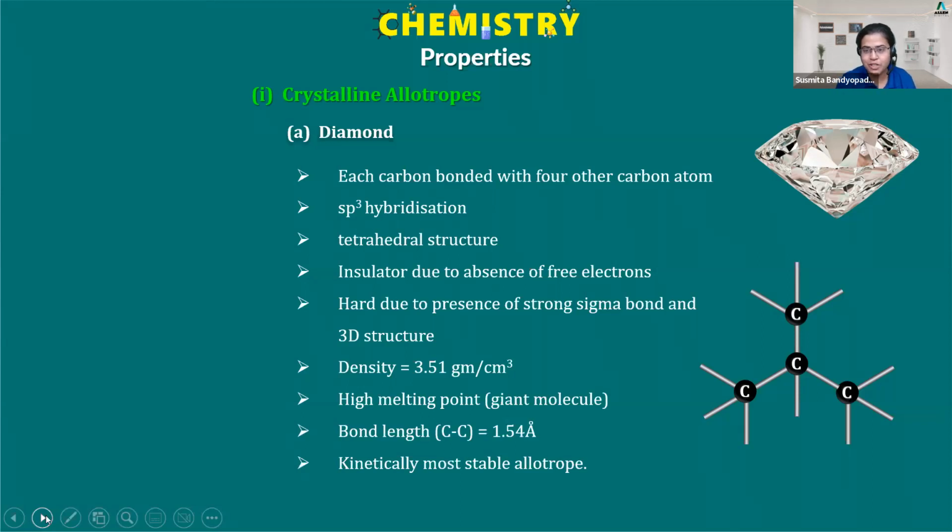You must know from your thermodynamics chapter that thermodynamically the most stable allotrope of carbon is graphite. Graphite, no doubt, because the delta G of graphite should be more negative than the delta G of diamond. Very good.